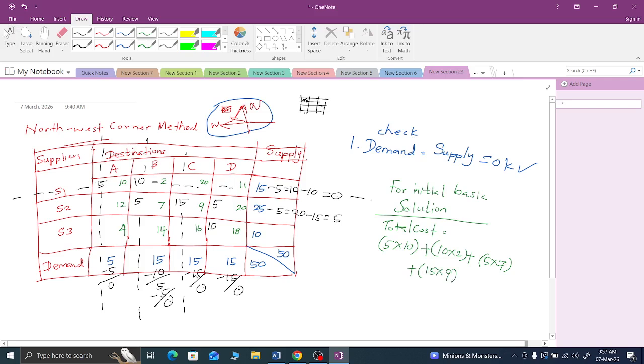plus 5 by 20, plus 10 by 18, right? So this is our 5 by 10, 10 by 2, 5 by 7, 15 by 9, 5 by 20, 10 by 18. If you add up this thing, the final value will come to 520 rupees. So this is the total cost of the initial feasible solution.